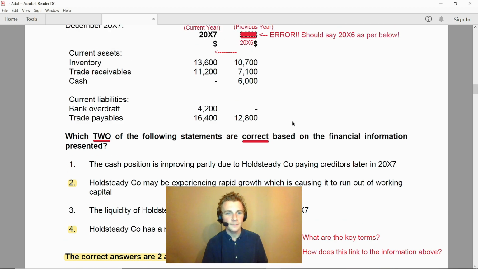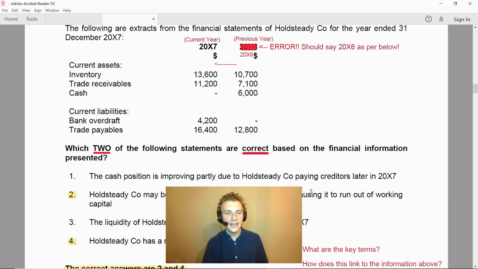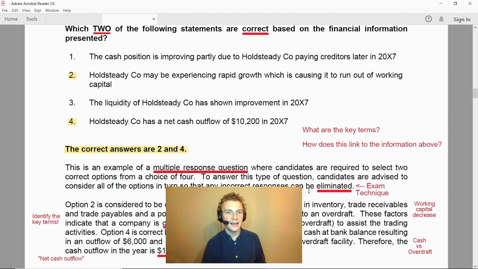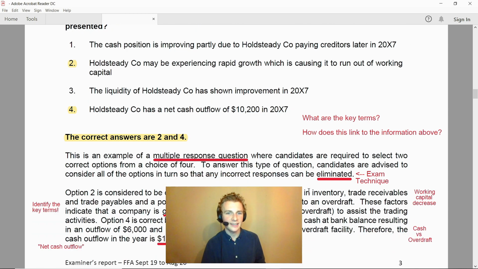So the cash position, I'll leave it on there. The cash position is improving partly due to Hold Steady Co. paying creditors later in 2007. Looking at that, we think creditors, what's another word for that? Trade payables. So creditors, make sure you've got that circled on there. I'm going to put the actual statements at the top now for you. You can see it a bit better.